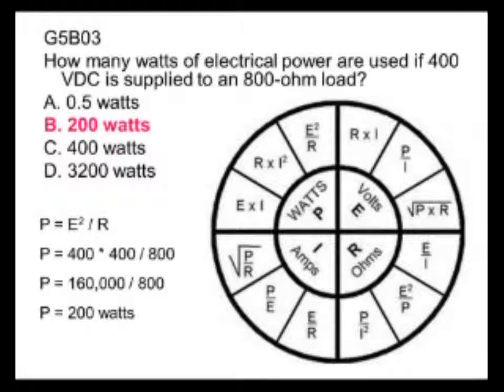But you're not going to have that option in the test. What this does show us is that we can do it in a single formula: power is equal to the voltage squared divided by the resistance. If we do that, then power is equal to 400 times 400, the voltage squared, divided by the resistance of 800 ohms. 400 times 400 is 160,000, divided by 800 is 200 watts. So that's how you can find the answer to that.